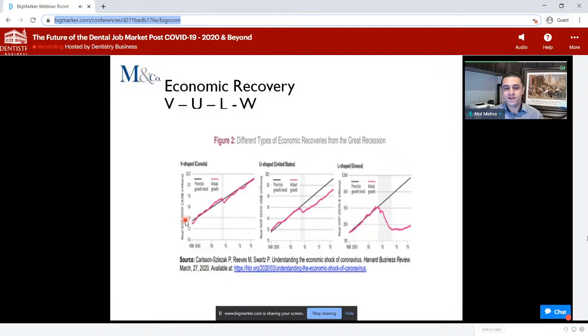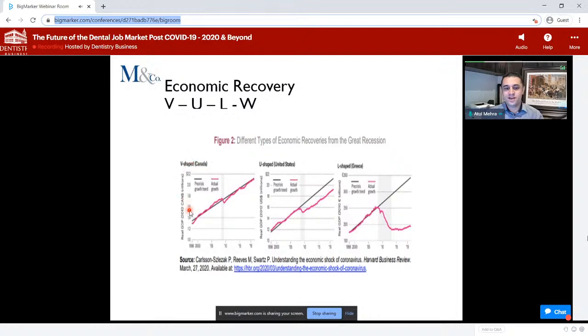And economists have different ways of explaining that. There's the V-shaped recovery, the U-shaped recovery, the L-shaped recovery, and the W-shaped recovery. So in this particular slide, this particular section, they talk about the V-shaped recovery.